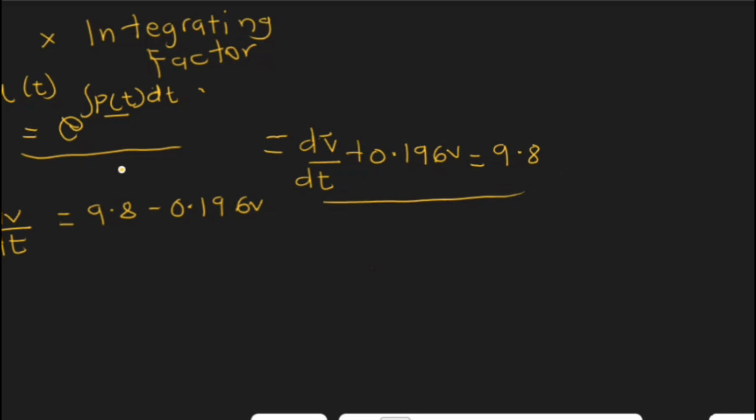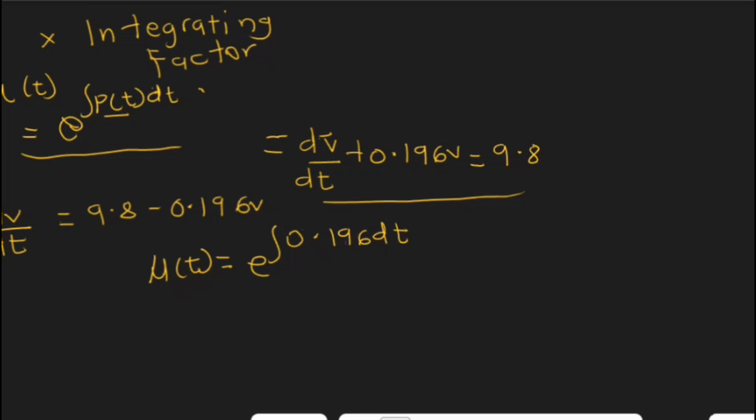Once you reach here, the next thing to do is to find our integrating factor. Mu of t is equal to e to the power integral of p(t) dt. So our integrating factor mu of t is equal to e to the power integral. Now the p(t) is the coefficient of the v, that is 0.196. Then we bring our dt, because this is our integrating factor. So we have to solve this to get our integrating factor.